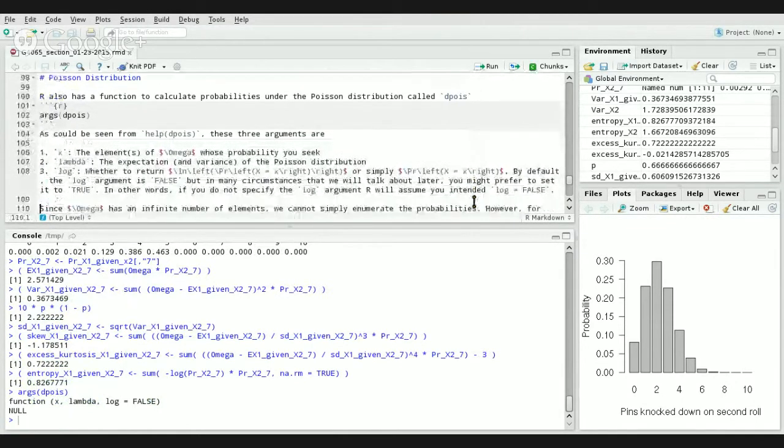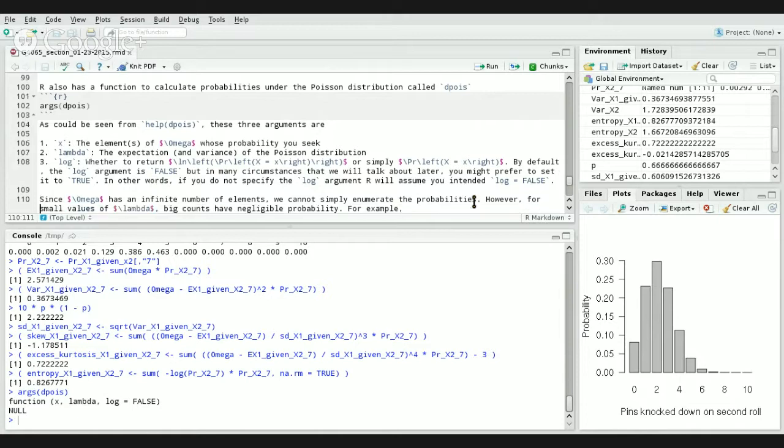If we did help on that, we could see in more detail what these arguments are. But briefly, x is the elements of the sample space whose probability that you seek. Lambda is the parameter of the Poisson distribution, which, as we talked about last week, is the expectation and the variance of the Poisson distribution. And log is the same idea as in the dbinom function. You could set that to true in order to obtain the logarithm of the probability, but we're just going to leave that alone in order to obtain the regular probability between 0 and 1.